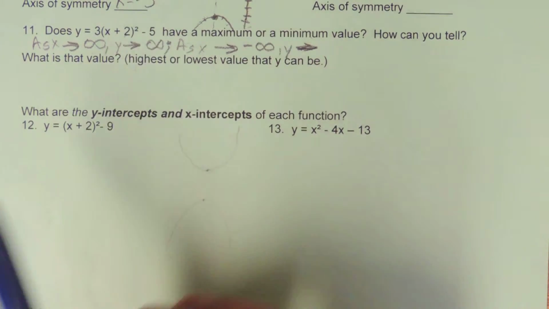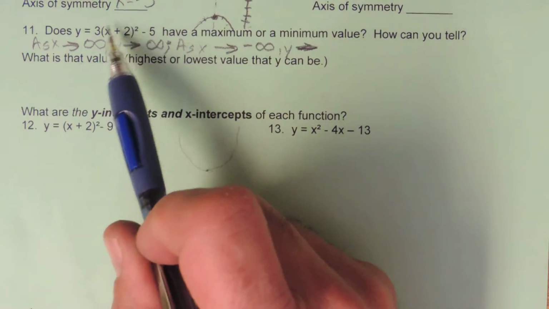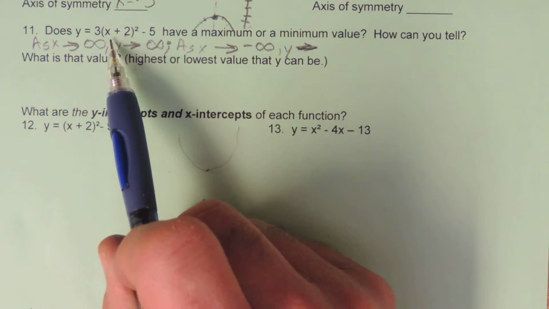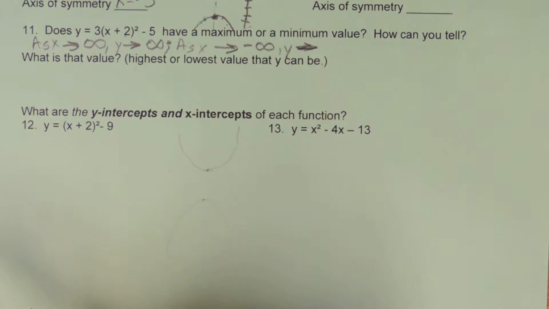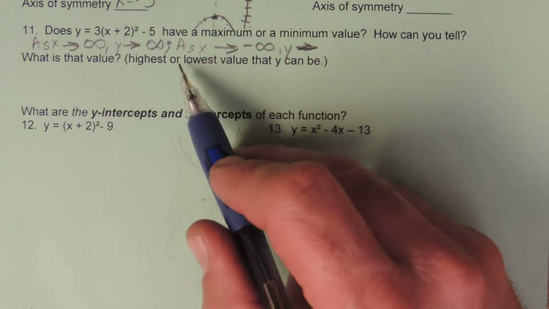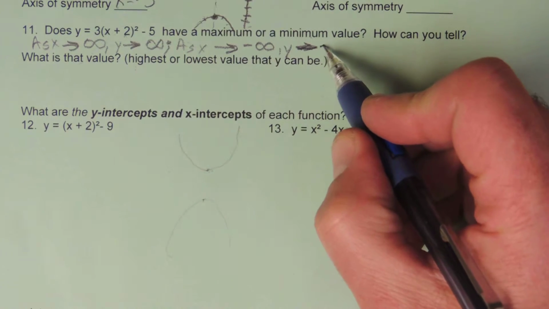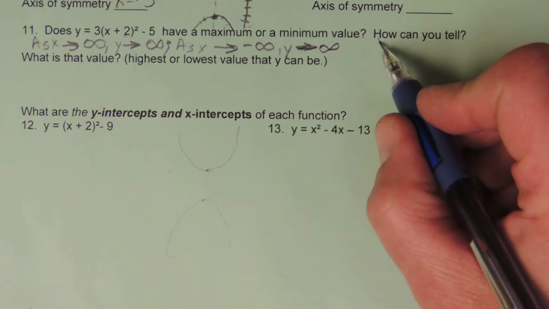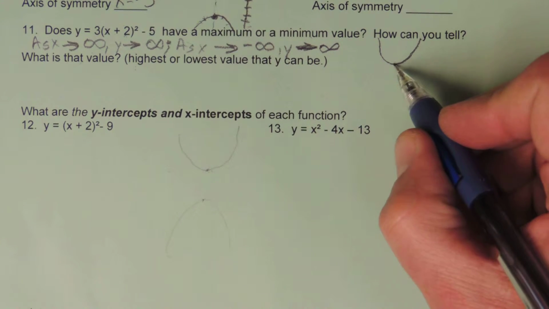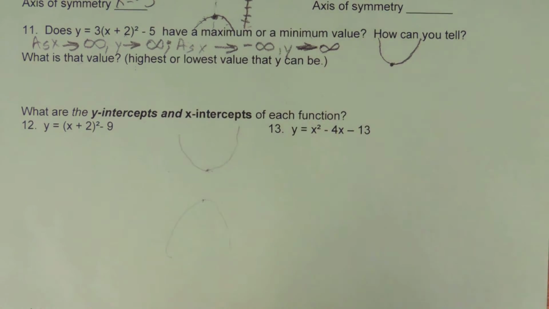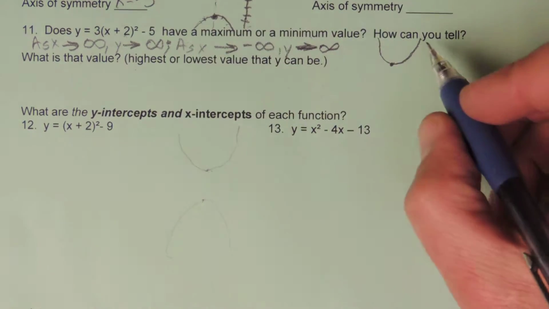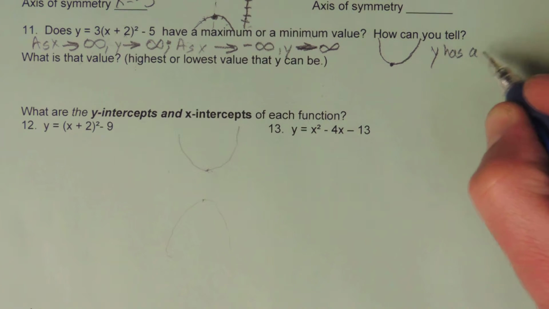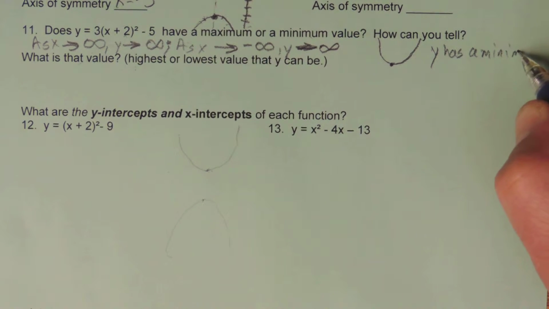When I square that negative number, though, I get a positive number. Positive number times positive 3 gives me a positive number. It's going to be a really large positive number. When I subtract 5, it'll still be a positive number. So as x approaches negative infinity, y is still going to approach positive infinity. That tells me the graph looks like this, and it has a minimum value. So I can say y has a minimum value.